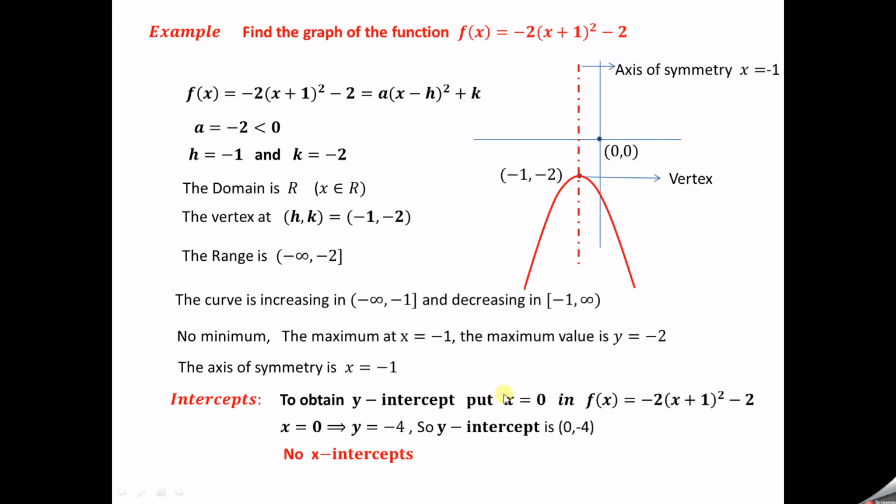And to obtain the intercepts. Here the curve doesn't intersect the x-axis. This parabola doesn't intersect the x-axis. Therefore, it has no x-intercepts, but it has a y-intercept. To find the y-intercept, you put x equal to 0, because the equation of the y-axis is x equal to 0. We put x as 0, so this will be 1 square times minus 2, and another minus 2. That will be minus 4. So y is minus 4 when x is 0. So the y-intercept, where the parabola intersects the y-axis, is (0, minus 4), and it has no x-intercept because the curve doesn't intersect the x-axis.